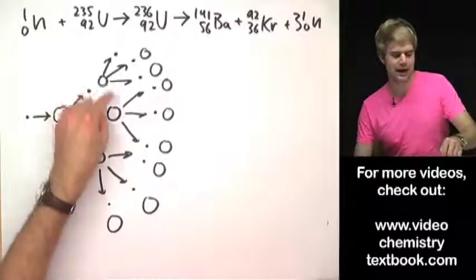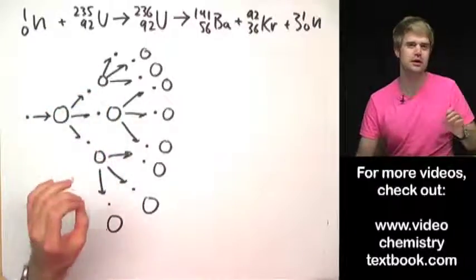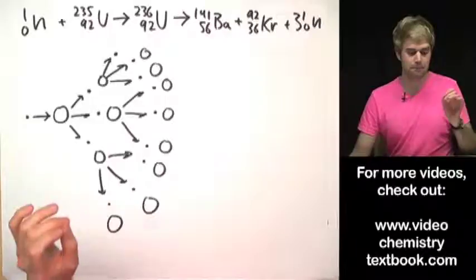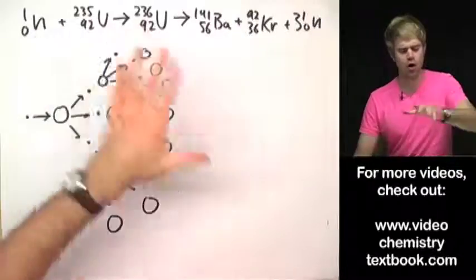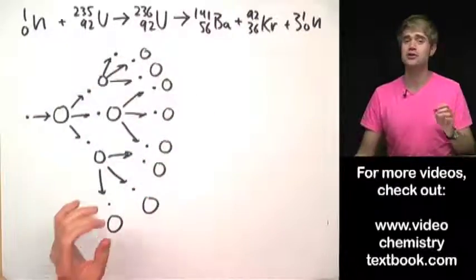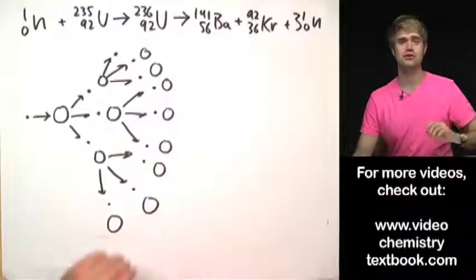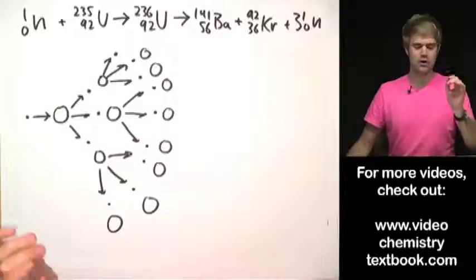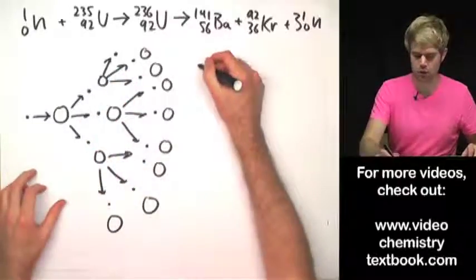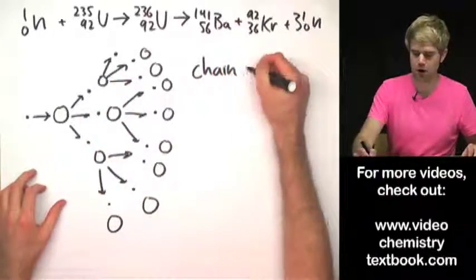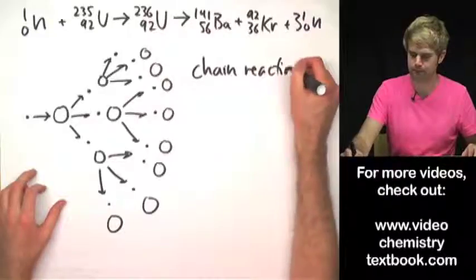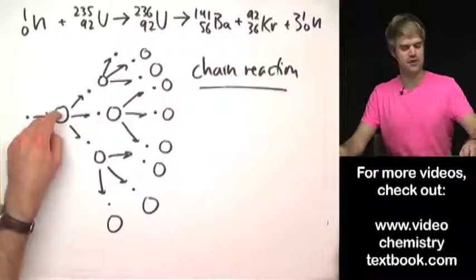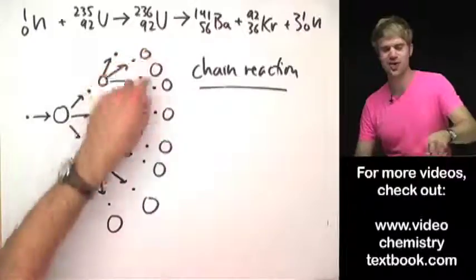Now, each time we split one of these atoms, it releases a little bit of energy. But when we split a whole ton of them, that's when we start releasing tremendous amounts of energy, like nuclear bomb amounts of energy, okay? And the whole point of it is that what's going on here is what we call a chain reaction. Split this, causes this to split, which causes this to split.